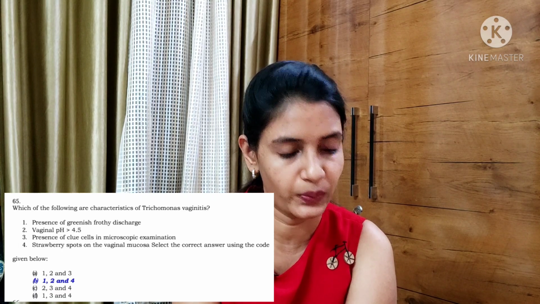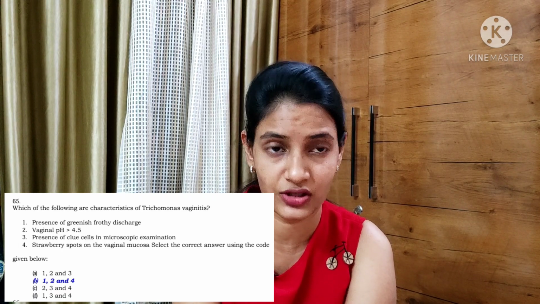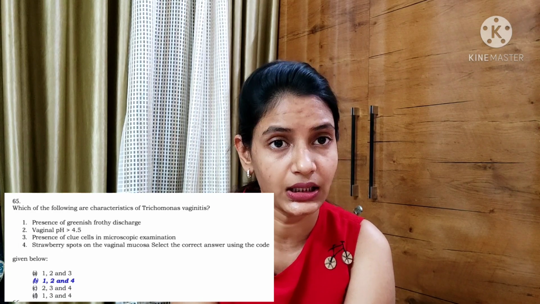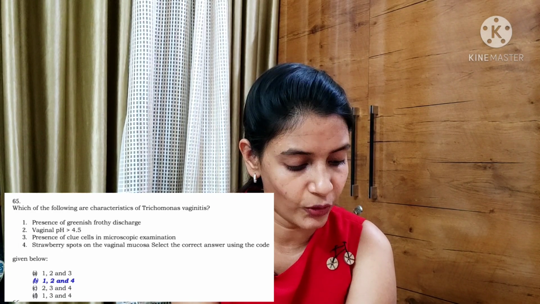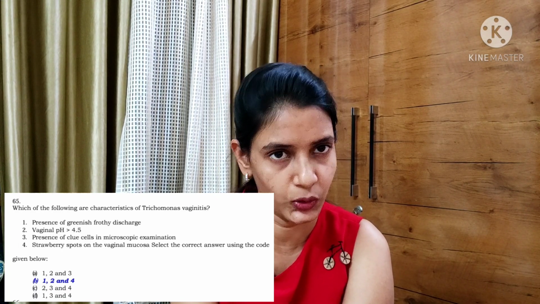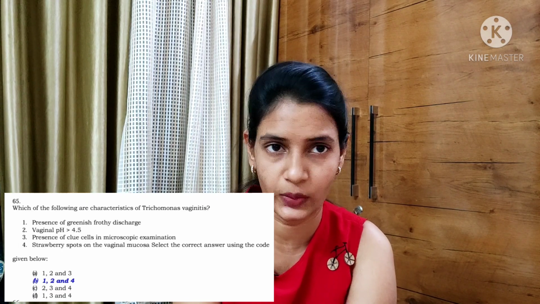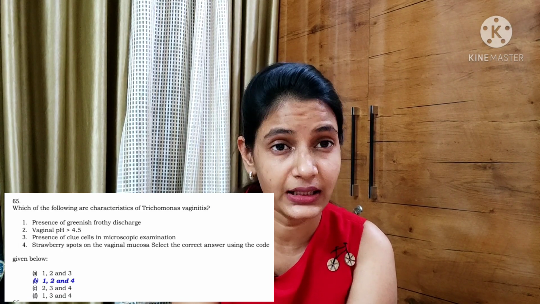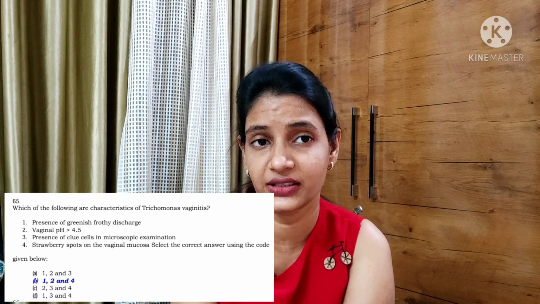Now the first option would be presence of greenish frothy discharge. Second, vaginal pH is more than 4.5. Third, clue cells are found. Fourth, strawberry spots on the vaginal mucosa. As you all know, strawberry spots are seen, that's right. The clue cells are not seen. Clue cells are a feature of bacterial vaginosis.